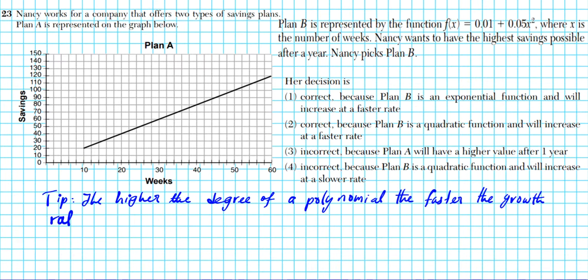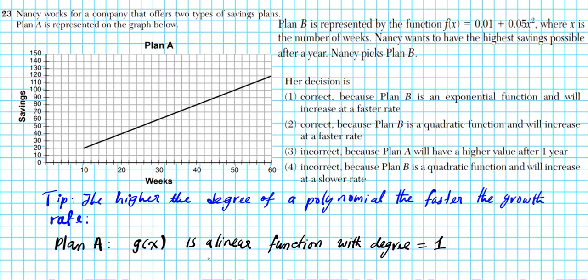Okay, so what we're doing here is comparing this linear function with this function right here. So let's call this plan A. Let's call it g of x. Okay, plan A, which is g of x. What kind of function is this? It's a linear function. So what does that mean concerning the degree? With degree 1. All linear functions have a degree of 1.